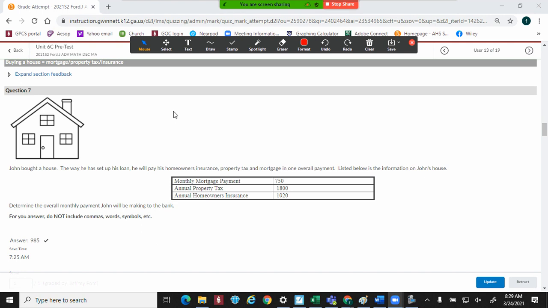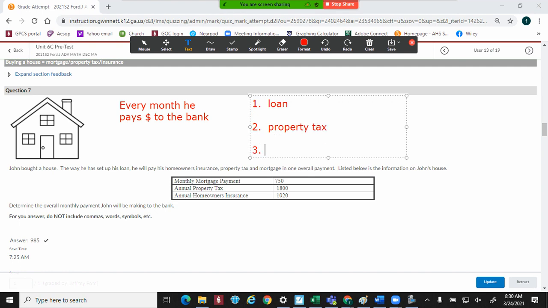Okay. All right. So John bought a house, and the way he has set up the loan, he will pay the homeowner's insurance. So what this means is every month, he pays money to the bank. Now, there's three things that are in this payment. First off is the loan. Secondly is the property tax. Third is the home insurance.